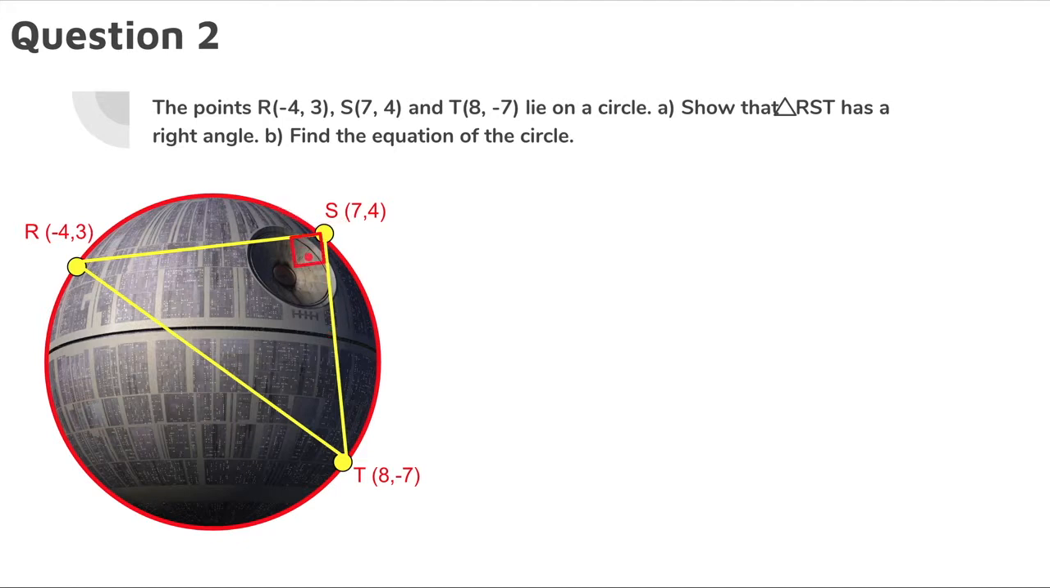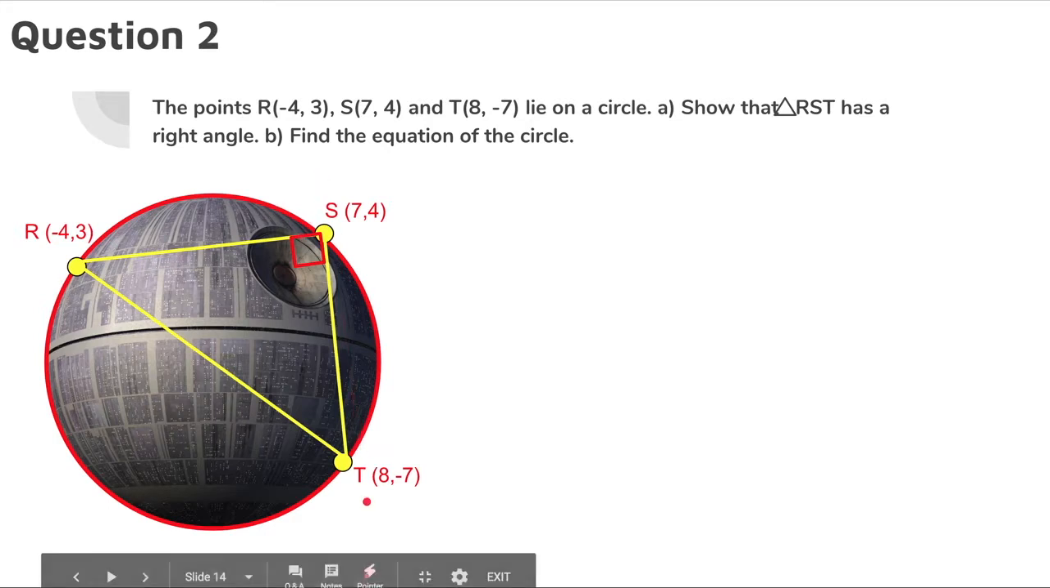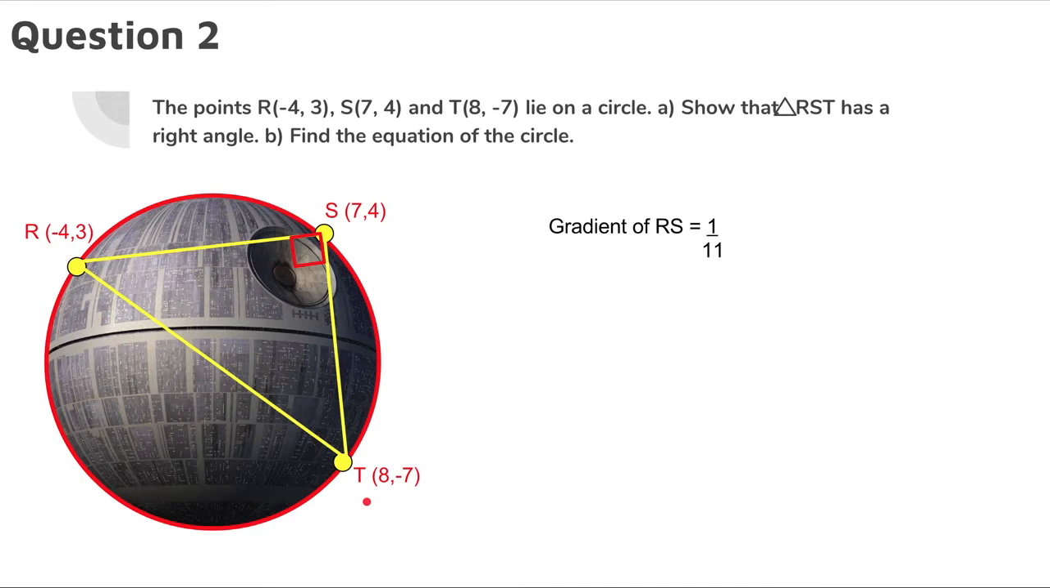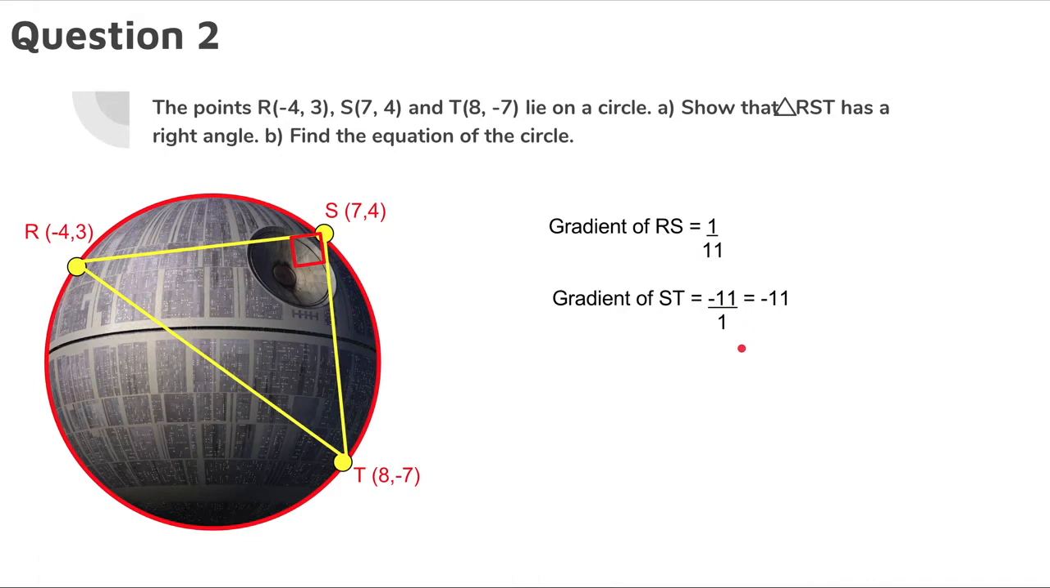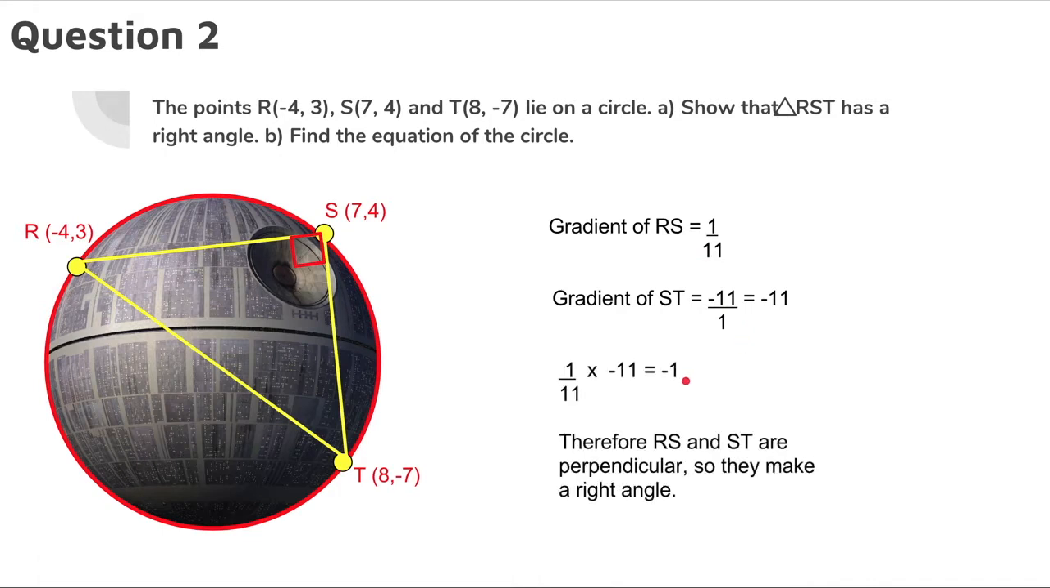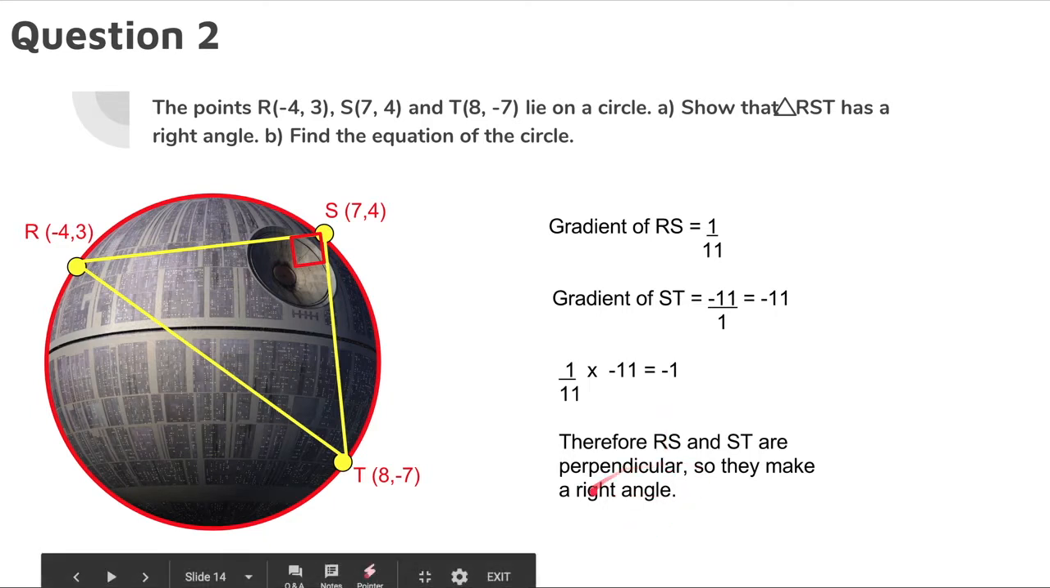So to prove that it has a right angle, we need to prove that the lines RS and ST are perpendicular. So the gradient of RS is 1 over 11, rise over run. Gradient of ST is -11. To prove that they are perpendicular, we multiply the 2 gradients together, and if we get the value of -1, then the 2 lines are perpendicular. If they are perpendicular, then they must make a right angle. So therefore, the triangle RST has a right angle.